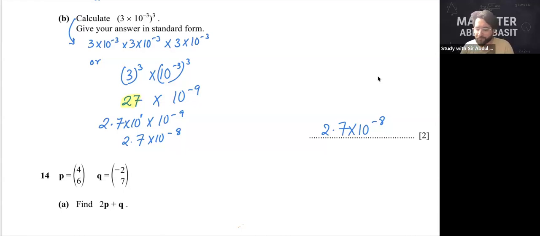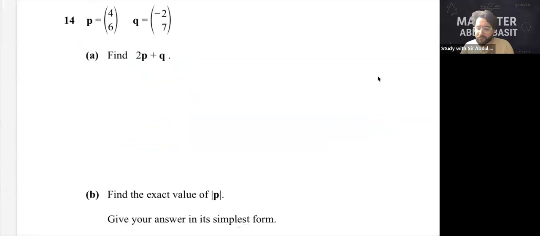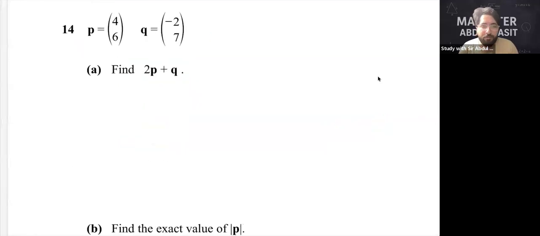Good job. Okay. P is equal to and Q is equal to. Find 2P plus Q. Very easy. Vectors: 2P, P is 4, 6, plus Q, Q is minus 2 and 7.